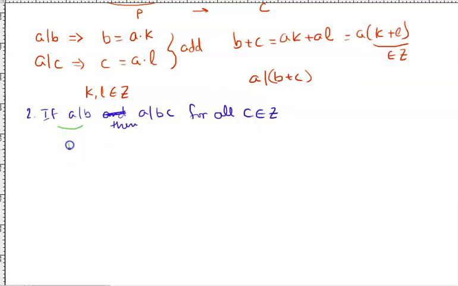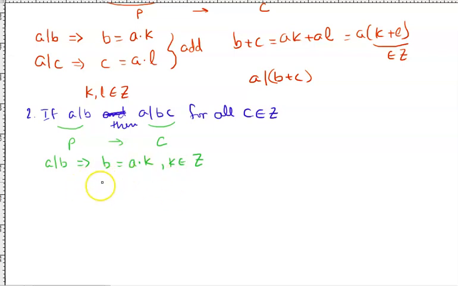So again, this is my premise, and I'm trying to prove this conclusion. Direct proof, again, is suitable here. So A divides B means that I can write B as A times some integer K, where K is an integer. All right?